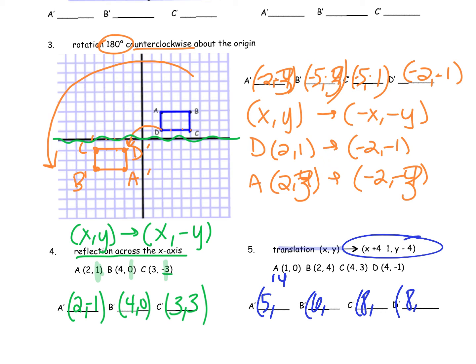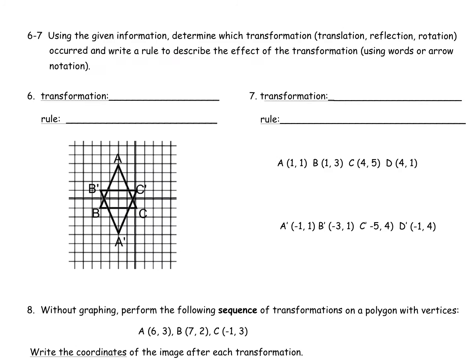And then I'm going to subtract 4 on the y. So I have negative 4, finish it out, 0, negative 1, and negative 1 minus 4 brings me all the way down to negative 5.